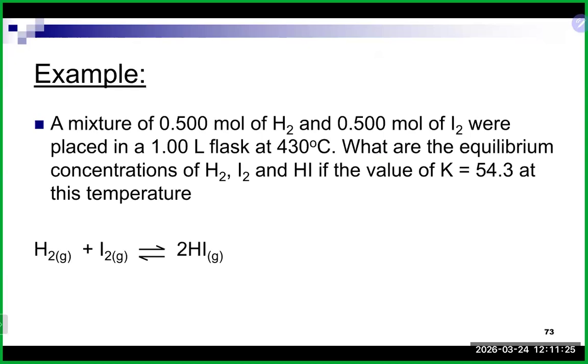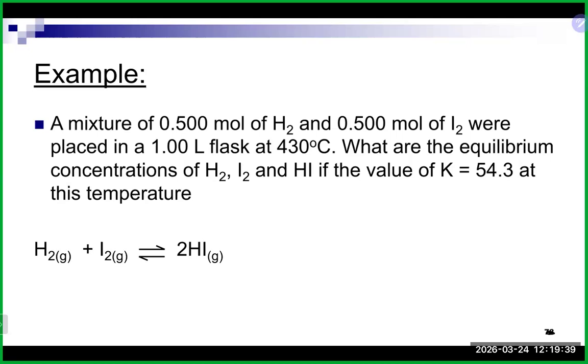All right. Well, I did one, so it seems like it's your turn now. So give it a go. A mixture of 0.5 moles of H2 and 0.5 moles of I2 are placed in a 1-liter flask. What are the equilibrium concentrations of everybody if the equilibrium constant is 54.3? Equation there on the bottom, H2 plus I2 gives you 2HI. Take a moment there, do your ice table, see what you come up with here.